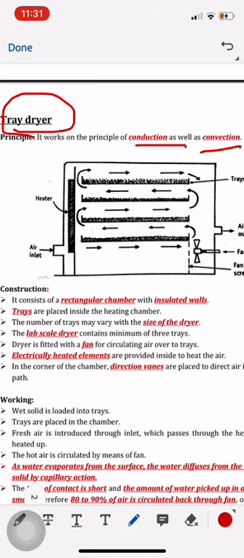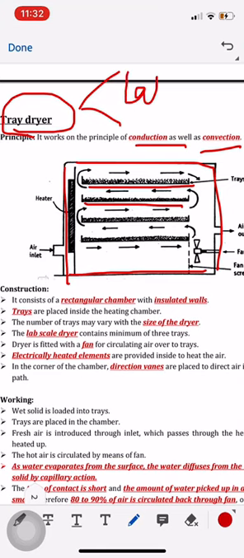Now, this is the diagram of tray dryer. As I told you, it is very much similar to your oven, which you might have already seen in your lab. Okay, so what is there? There is an insulated chamber. This is a chamber, okay, in which there are different trays. Now, this tray dryer is available in two scales. First is lab scale, and second is industrial scale. Okay, so lab scale, if you are talking about lab scale, then it has minimum three trays. Okay, if we are talking about industrial scale, then it may have as many as 15 to 20 different trays. Okay, so industrial scale is always larger than lab scale.